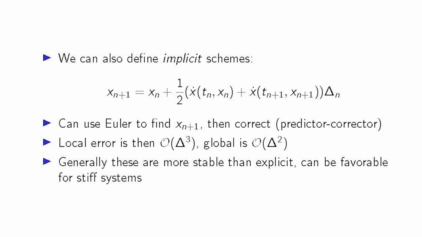And so the convenient thing about these implicit schemes is that generally they're going to be much more stable than explicit schemes. And so you're going to find that that's way more useful if you have, for instance, a stiff system that could blow up without you really knowing.